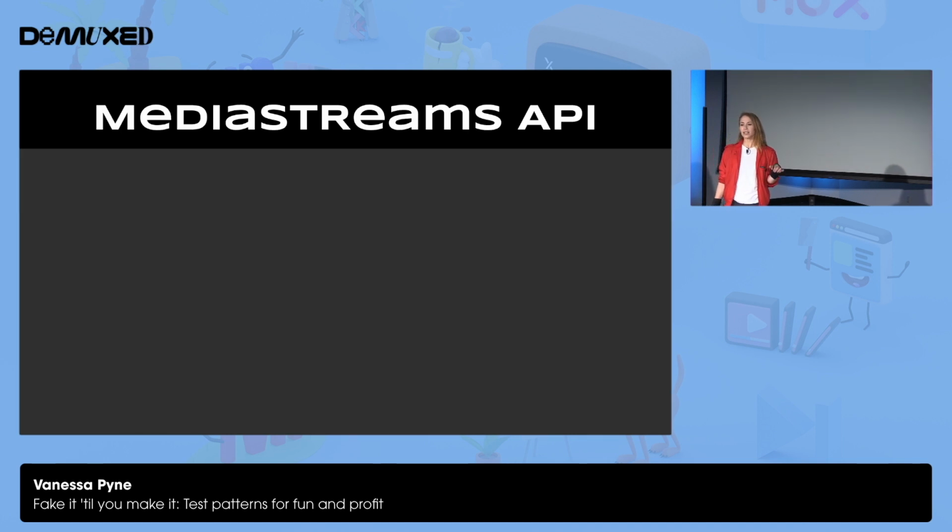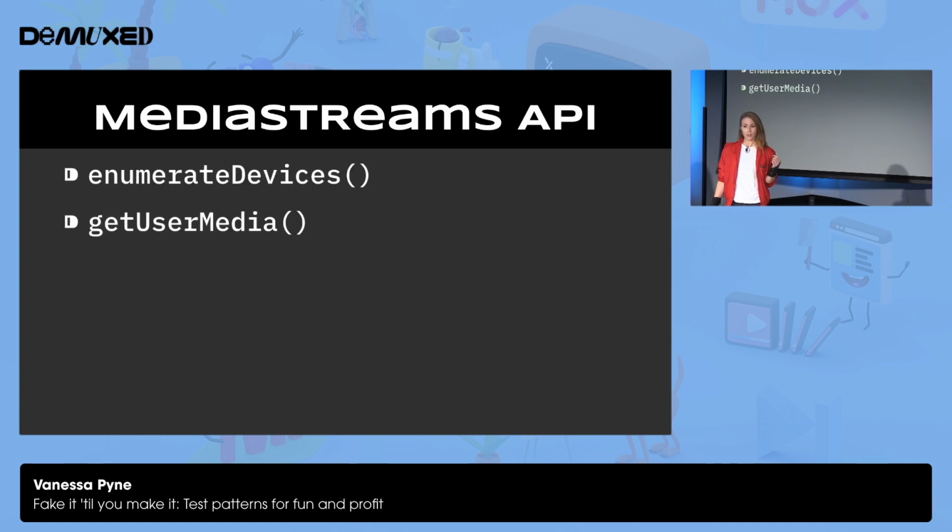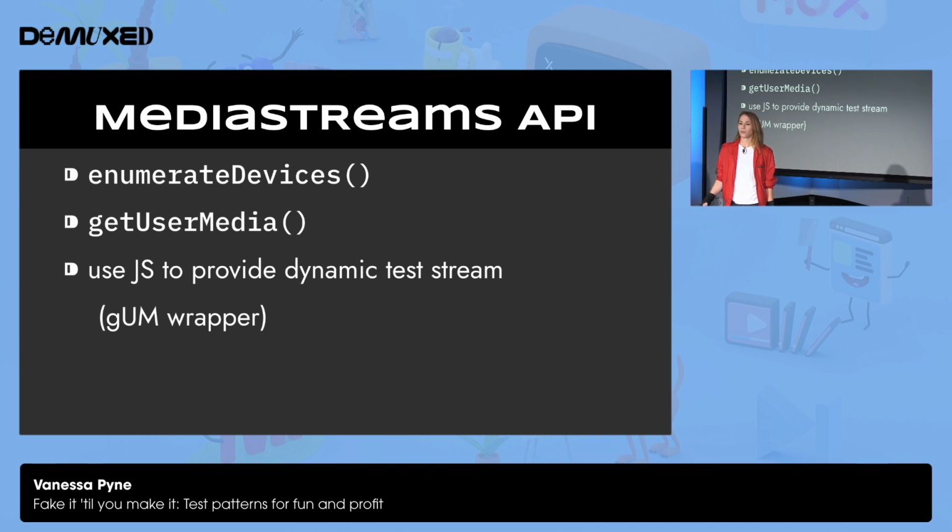All right, now this section is more about a test design pattern than a test pattern design. Passing in test media like Big Buck Bunny at the WebDriver level means all streams are Big Buck Bunny for the session. If we want to dynamically change our test media, we have to be a little adventurous. So after a quick review of enumerateDevices and getUserMedia, we'll briskly step through some JavaScript code to provide a dynamic fake stream, aka a gum wrapper.